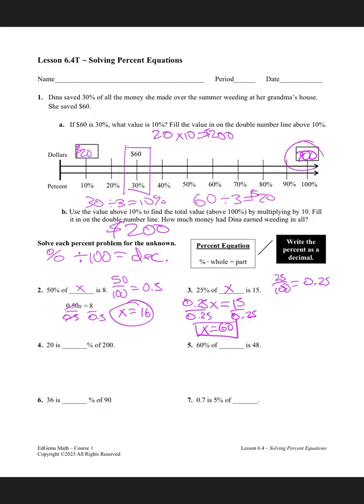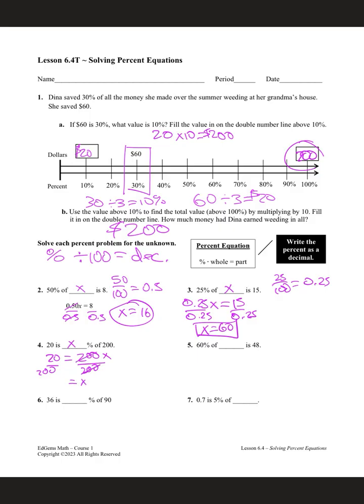So, here we go. Number 4, they're changing it up on us. So, we got 20 is blank percent of 200. So, it's going to be 200x. We don't know what the percent is, so that's our variable. So, to solve this multiplication equation, we're going to divide both sides by 200. Okay, so when we do that, multiplying by 200 and dividing by 200 cancels out, so I get x equals.